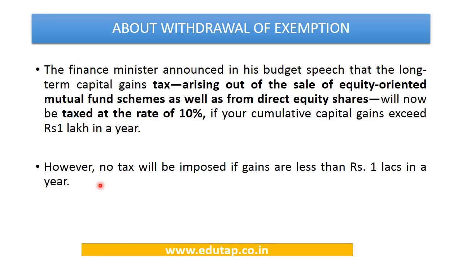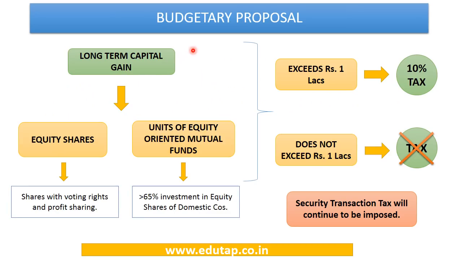However, exemption has been provided for smaller capital gains, and no tax will be charged if the gains are less than rupees 1 lakh in a year. So if you are gaining less than 1 lakh, no tax would be charged on long-term gains. So this is the gist of the budgetary proposal.